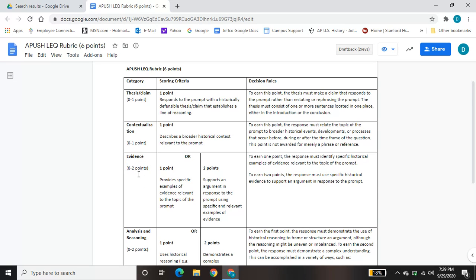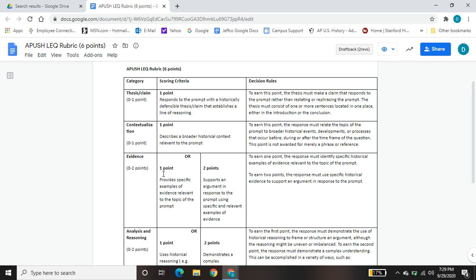So 0 points, you obviously don't have any evidence. 1 point is where you have specific examples, and I would say shoot for at least 2 examples of evidence, 2 very specific examples of evidence. It can't be general evidence, right? You can't talk about like, well, there were a lot of bad things the British did in the build-up to the American Revolution that caused the Americans to revolt. That's not going to work. It has to be very specific.